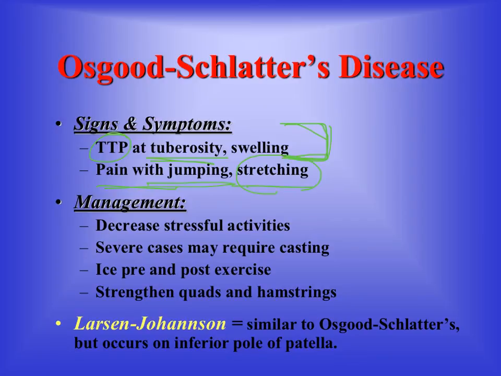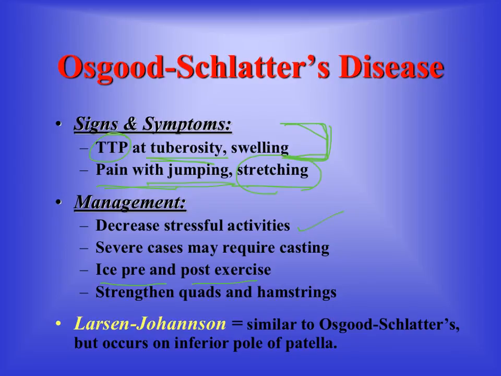Typically what we do in our adolescent individuals is we remove them from the activity. In some cases, what you have to do is you actually have to cast the patient. So you actually do like a full leg cast to avoid any knee flexion activities. In our older population, so if we have a patient who's a collegiate level athlete who's had this, then what we do is just ice pre and post. And then we work on strengthening the quads and the hamstrings.